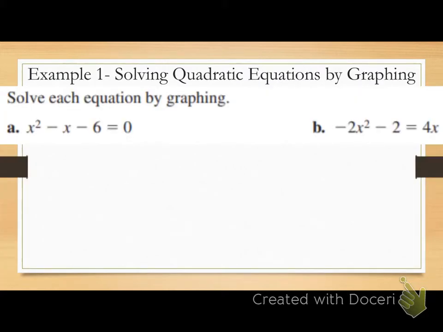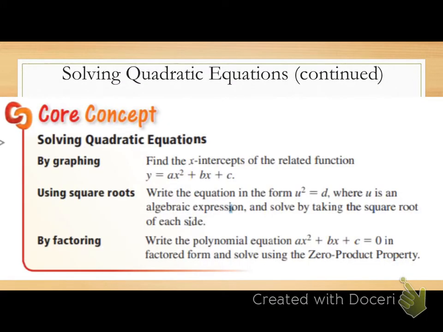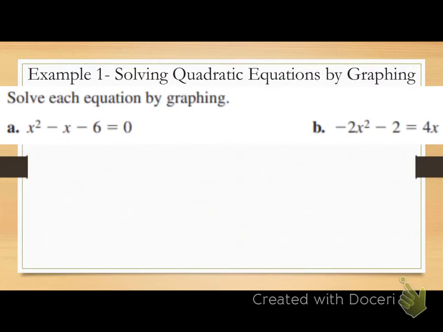So example 1, solving quadratic equations by graphing. Solve each equation by graphing. It's our instructions. So we have x squared minus x equals 6, or x squared minus x minus 6 equals 0. How did it tell me to solve by graphing? Find the x-intercepts of the related function y equals ax squared plus bx plus c. So I'm just going to turn my quadratic equation here into an equation or a function in 2 variables. And I'm going to graph it.